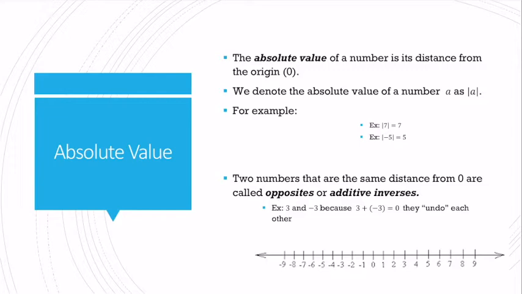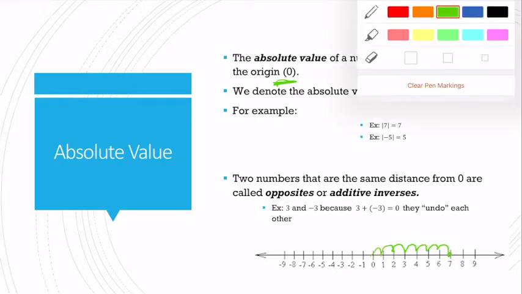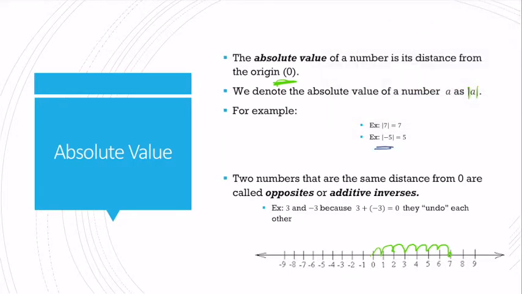The absolute value of a number is its distance from the origin, which is 0. And we denote absolute value with these two vertical bars. So for example, the absolute value of 7 is 7 because 7 is 1, 2, 3, 4, 5, 6, 7 away from the origin of our number line. And the absolute value of negative 5 is 5 because it's 1, 2, 3, 4, 5 away from the origin of the number line. I kind of like to think of the number line as home. When I'm here at work, I don't say, oh, I'm negative 7 miles from home. No, I'm just 7 miles from home.